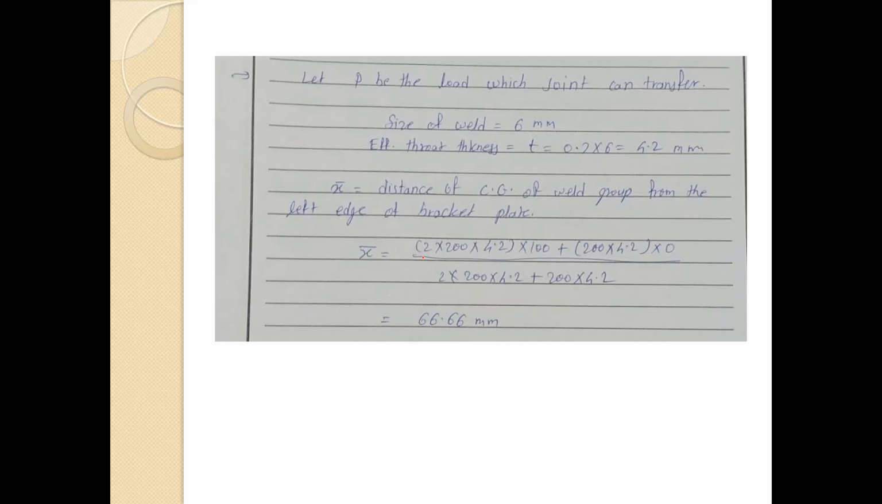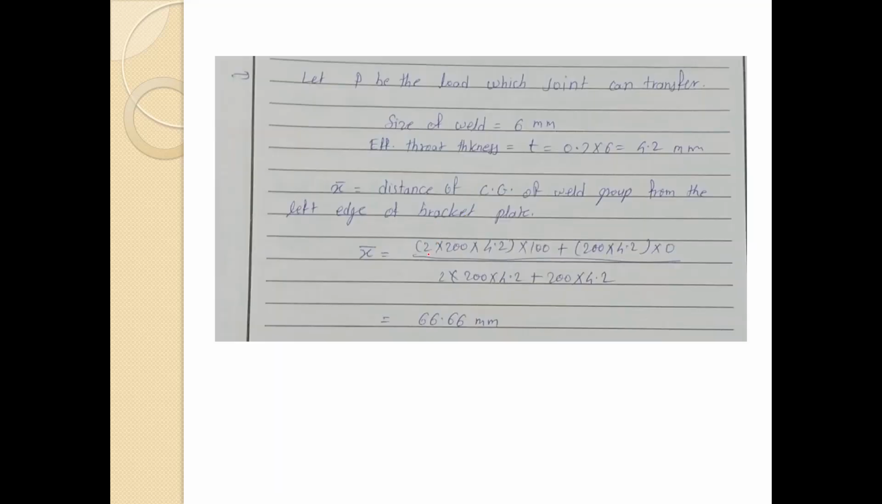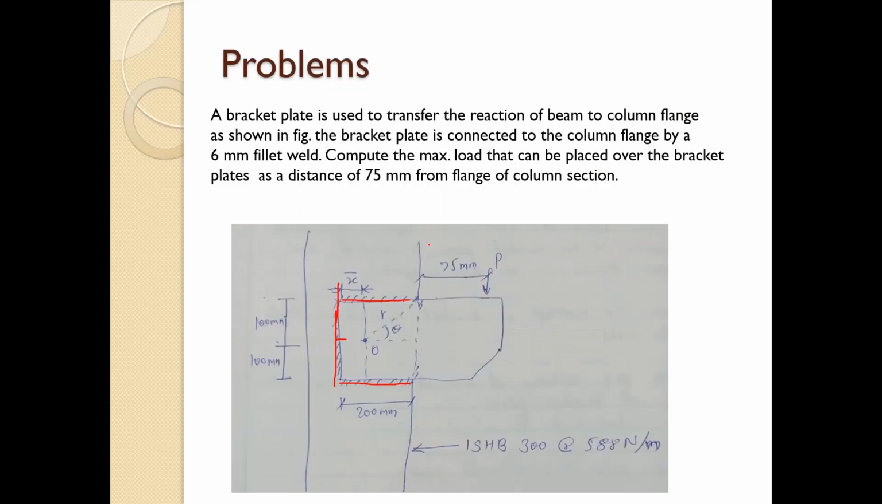So starting with this edge, 2 into 200 into 4.2, that is first this weld and second this weld, that is the area of these welds: 2 for two welds, 200 is the length and 4.2 is the throat thickness, into 100, which is the CG of these two welds, that is half of this 100 mm.